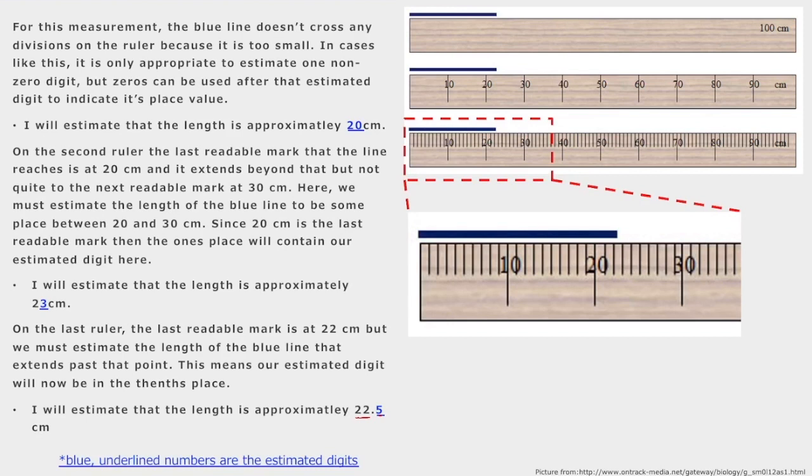So you can see as we add divisions on our measuring device, we're able to report more of those digits with certainty, but we will always still have that last estimated digit that does contain some error. But it is an important digit. So let's talk a little bit more about uncertainty and error.